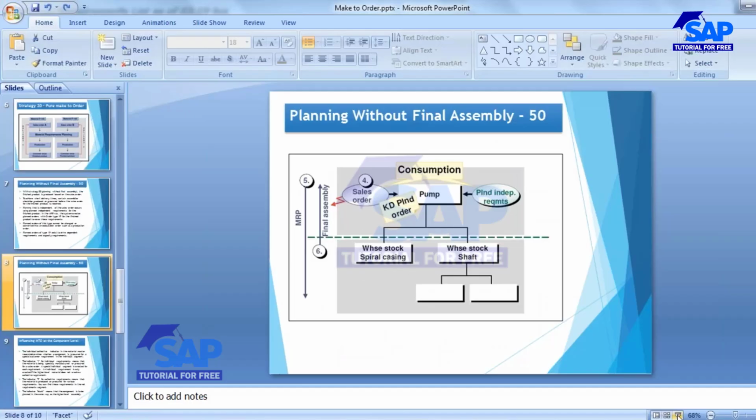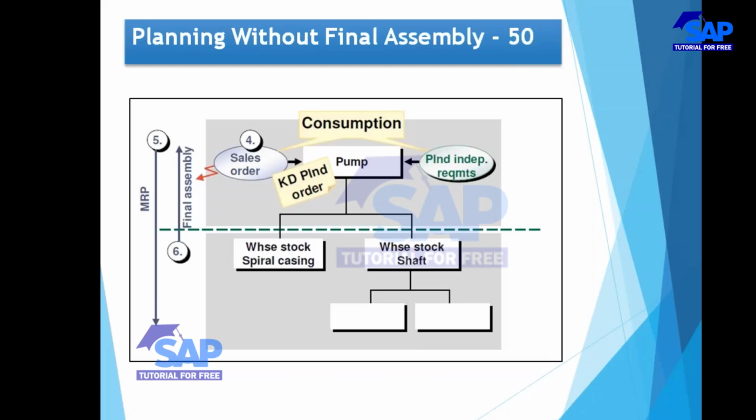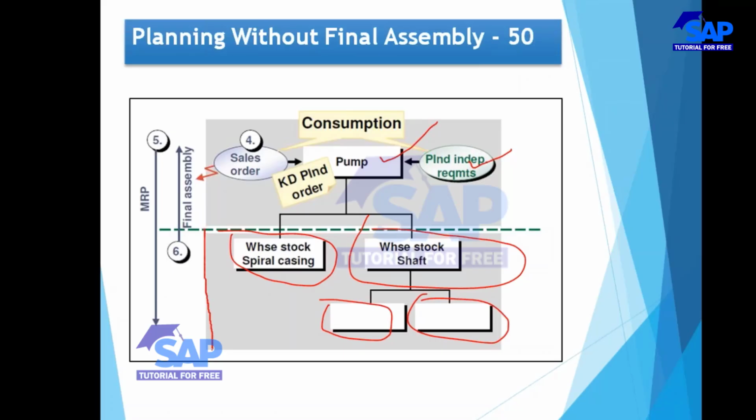Okay, so here what you need to understand is down level materials are manufactured first. See here your pump is your final assembly, this is your finished product. Okay, these are all your down level materials, spiral casing, shaft, all these are your down level materials. So what they do is using some forecast, first they manufacture these down level materials. Okay, and once these are ready, sales order comes for the finished product.